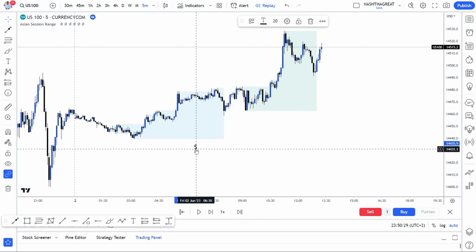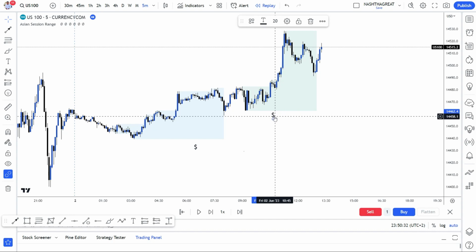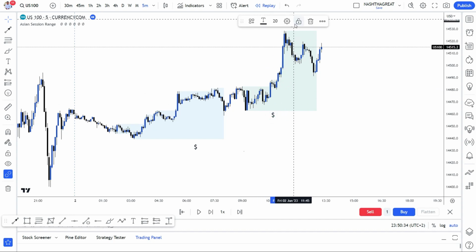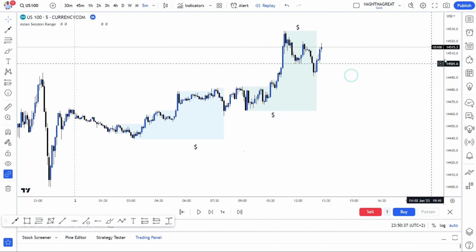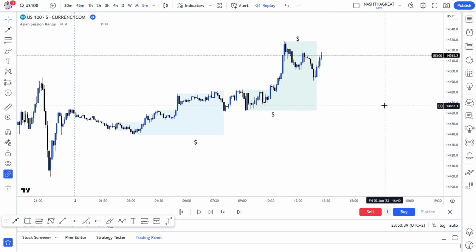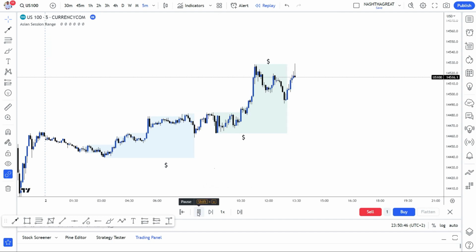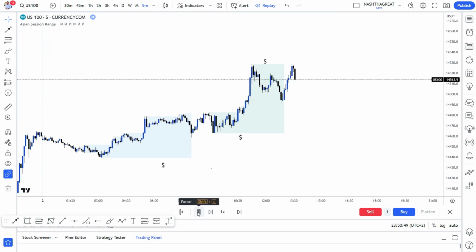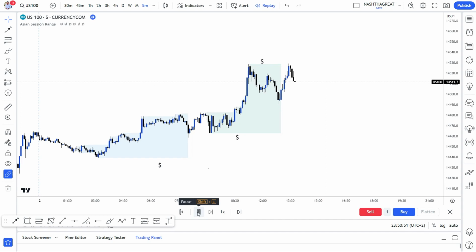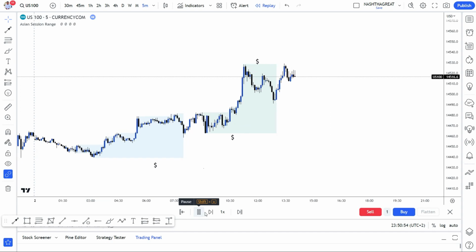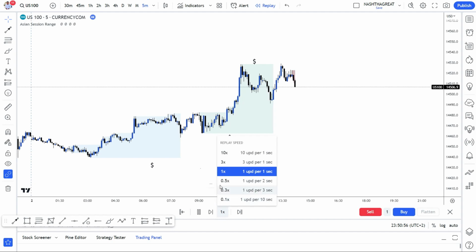Okay, so let me bring back my liquidity signs. The dollar sign, they just represent liquidity for me. Okay, so this is it. So let's play and see what price had to offer there.